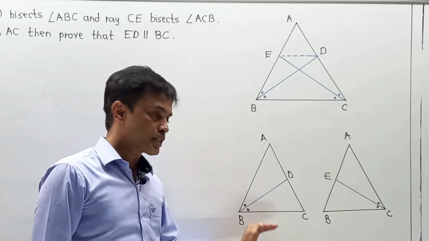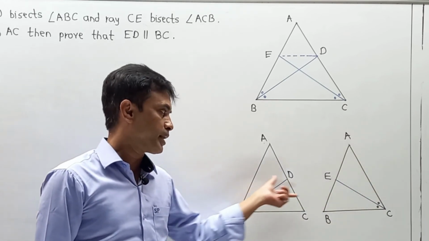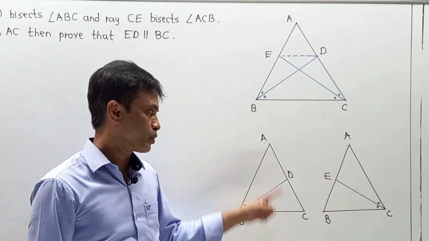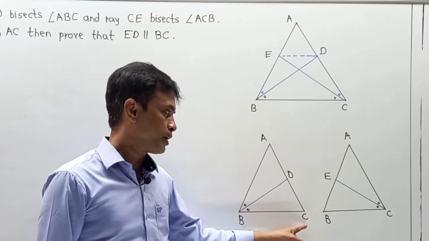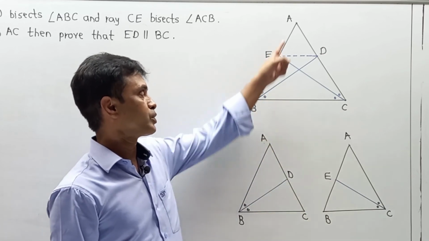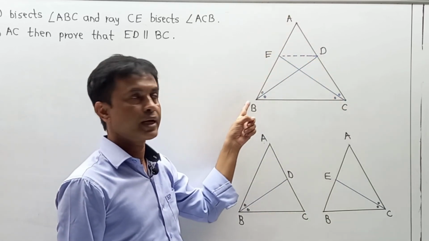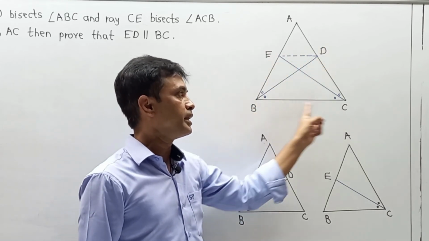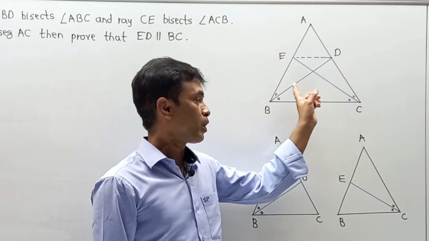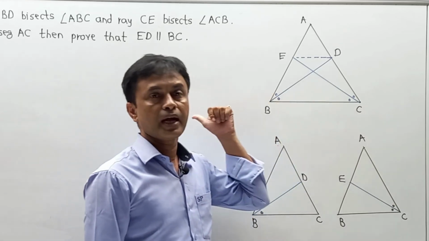Naturally, LHS of this content and LHS of this content will be equal. Automatically we can compare RHS, and we will get a conclusion: AD upon DC is equal to AE upon EB. Automatically we can say that ED is parallel to BC, by the converse of the basic proportionality theorem.